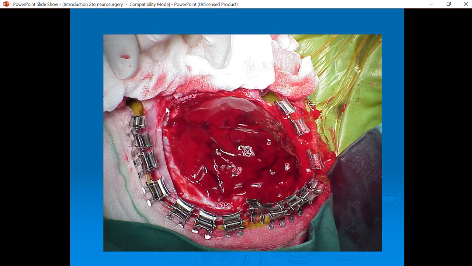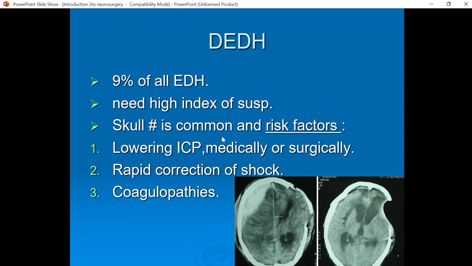This is an epidural hematoma being evacuated during the surgery. You know, the dura is not opened. We just open the bone and then we evacuate the hematoma and put the bone back to its normal position. Okay.